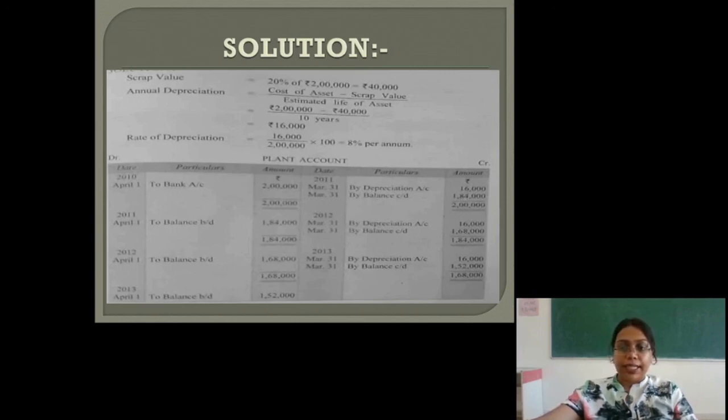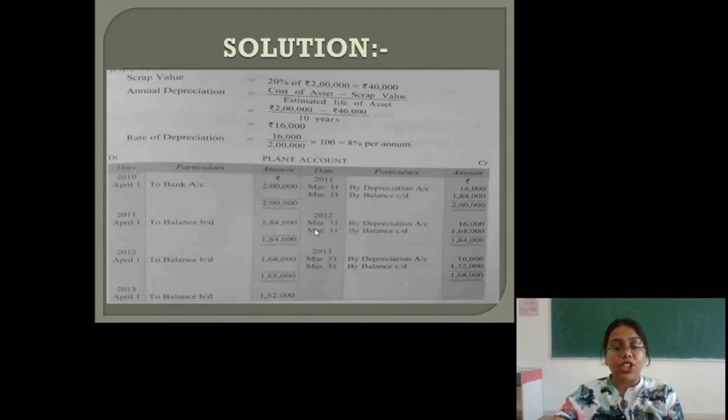Sorry. 2 lakh minus 16,000 will be 1 lakh 84,000. So this balance will be again brought down to the next year, that is April 1st, 2011. To balance brought down 1 lakh 84,000.